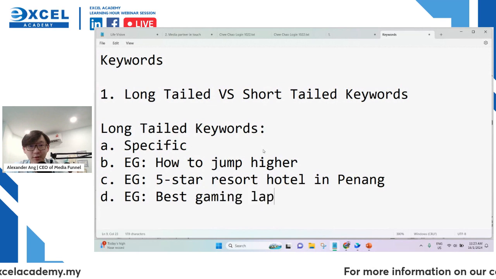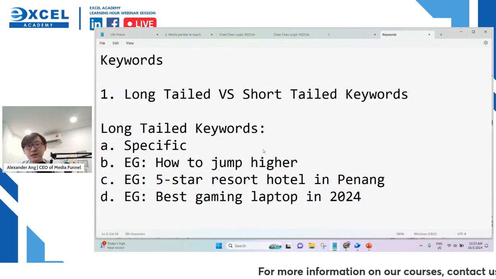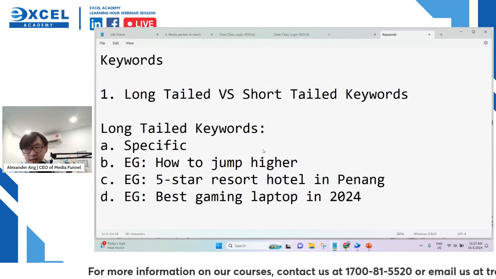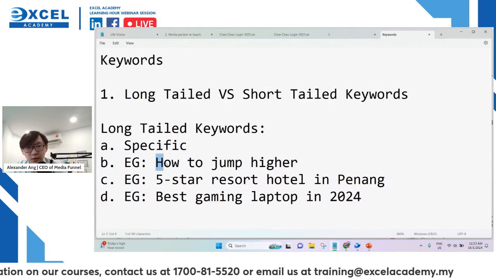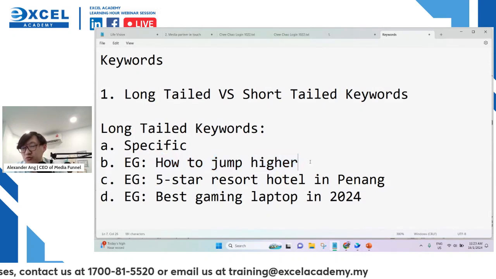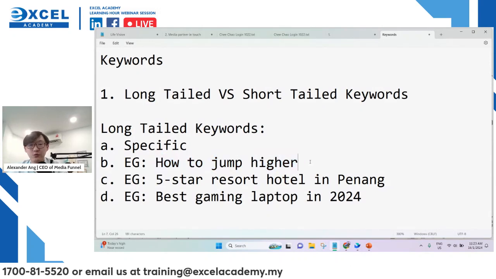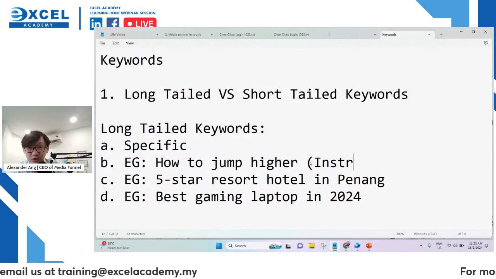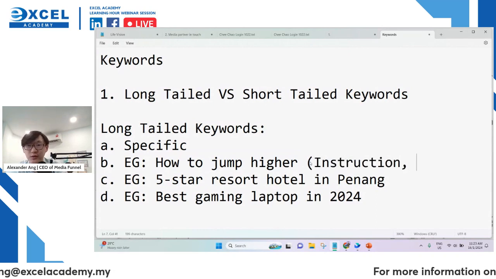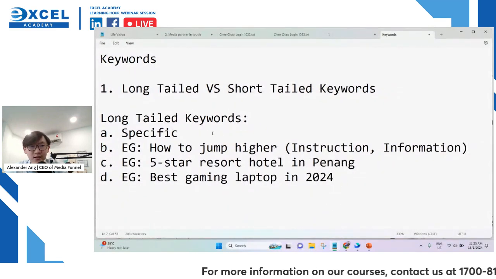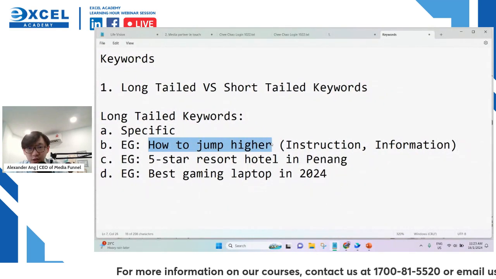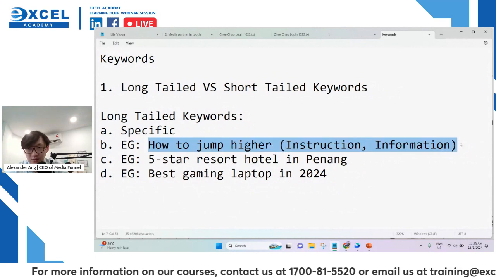Best gaming laptop in 2024. So these are long tail keywords. It's very specific. The intention, you know exactly why people would want to type here. Imagine if people were to type "how to jump higher", what do you think their intention would be? Is to get instruction, right? Okay, I want to know how, is to get information, isn't it? So the idea is that they type in long tail because they want to get certain information.